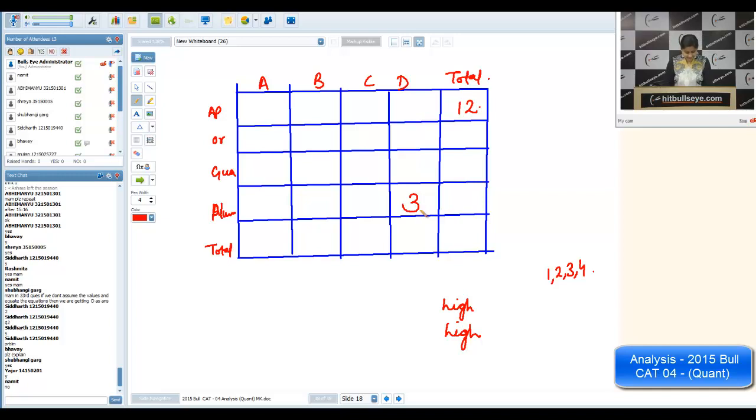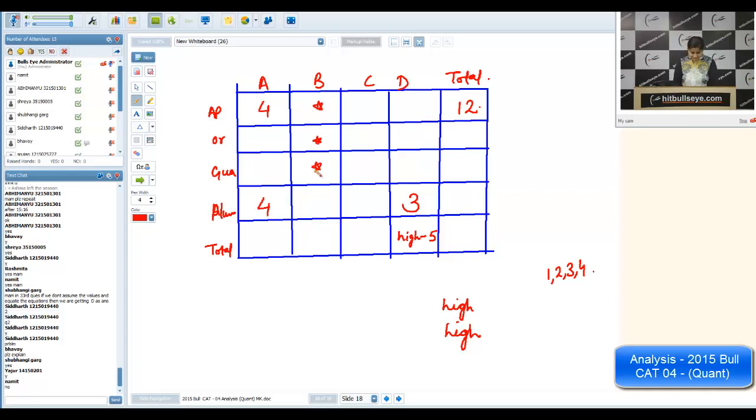Further, D has 5 fruits less than the person who has the highest number of fruits. It means D should have highest minus 5. Again, A has 4 apples and 4 plums and does not have the lowest number of fruits. B has an equal number of apples, oranges and guavas.